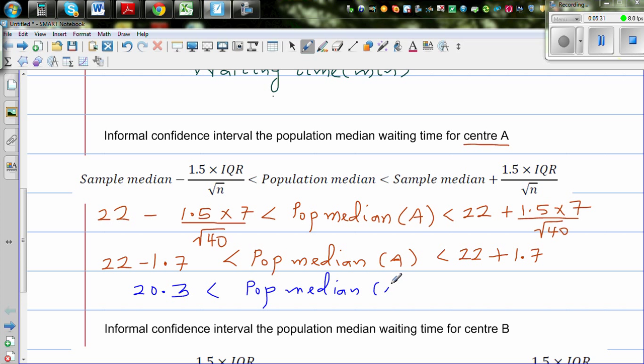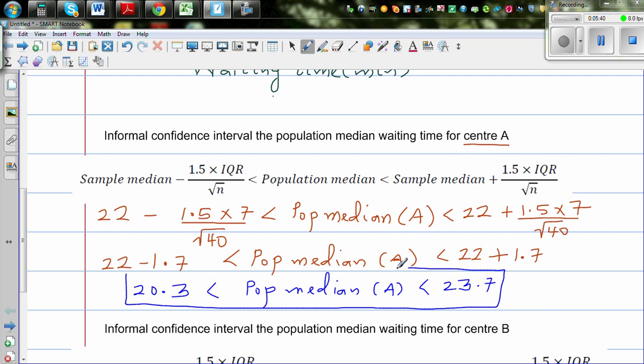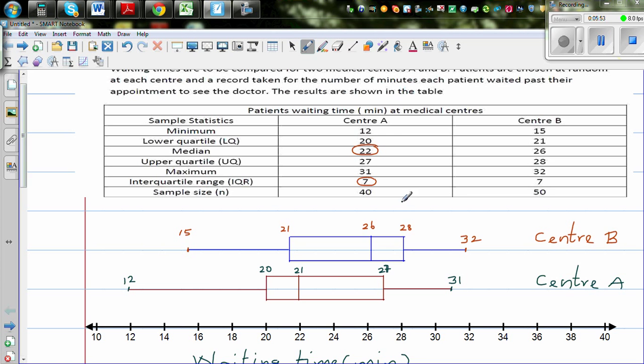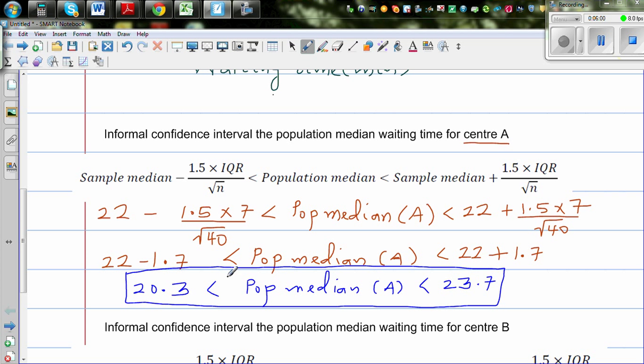For the median for center A is less than 23.7. So what does this mean? This means that for center A, the median waiting time for the whole population is between 20.3 and 23.7. So instead of saying 20, we can say it's very likely that center A has a median waiting time between 20.3 minutes to 23.7 minutes.